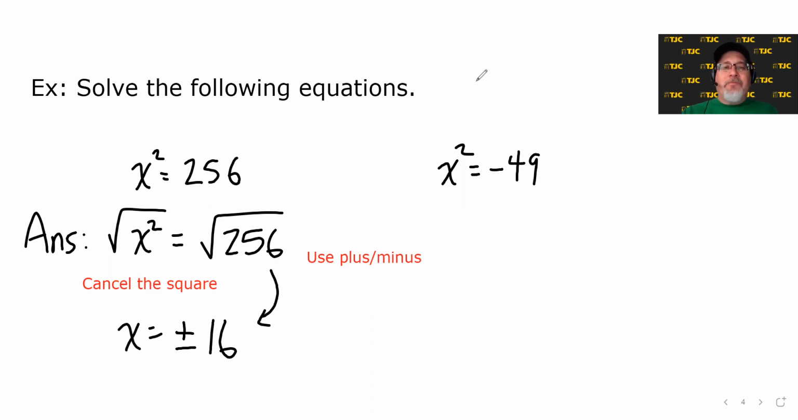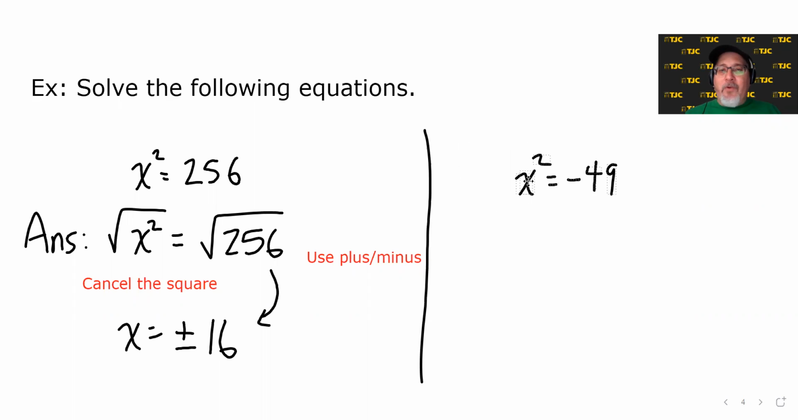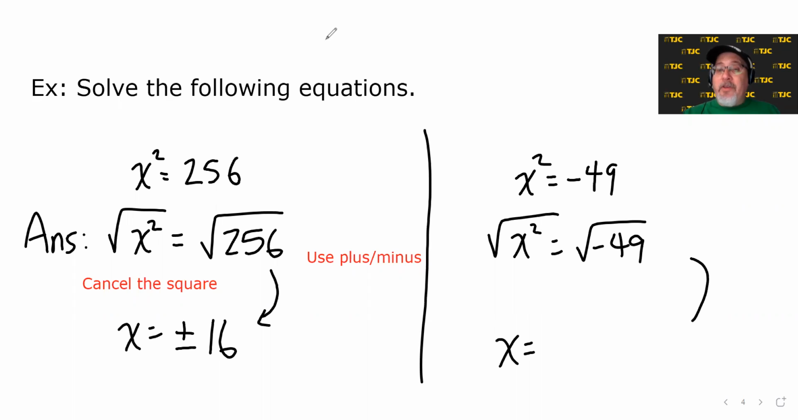What about the second one? X squared equals negative 49. Well, really, it's going to be the exact same thing. The only difference here is that we've got a negative on the 49, meaning that when we square root both sides, we need to proceed with caution. Square root of x squared on the left, square root of negative 49 on the right. The square cancels the square root cancels the square, leaving an x. On the right side, we're going to use plus minus. So just go ahead and write that.